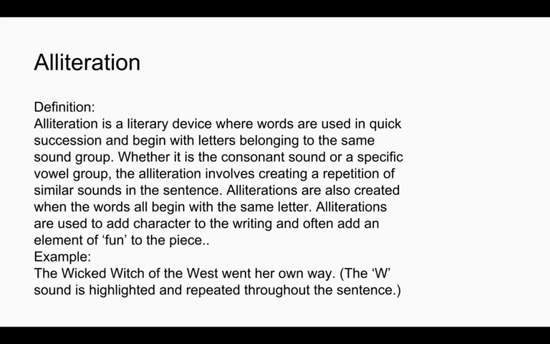Another one is alliteration. Alliteration is a literary device where words are used in quick succession and begin with letters belonging to the same sound group. Basically, it's to create a repetition of similar sounds within a sentence. And an example of this is: the Wicked Witch of the West went her own way. The W sound is highlighted and repeated throughout the sentence. Wicked Witch of the West.